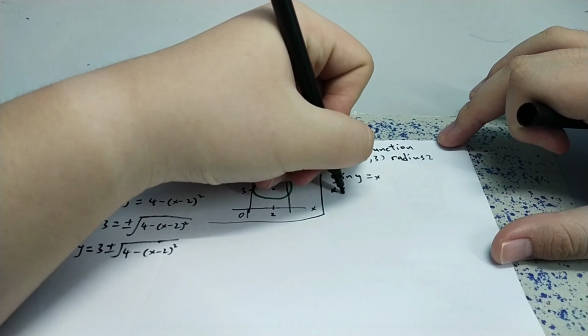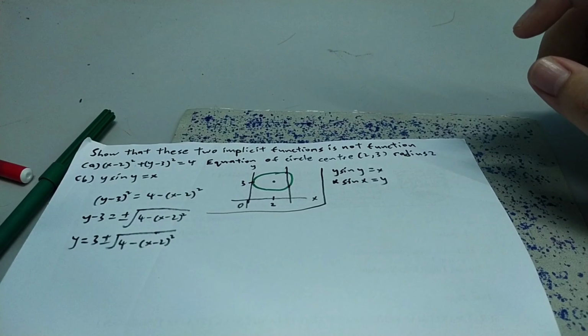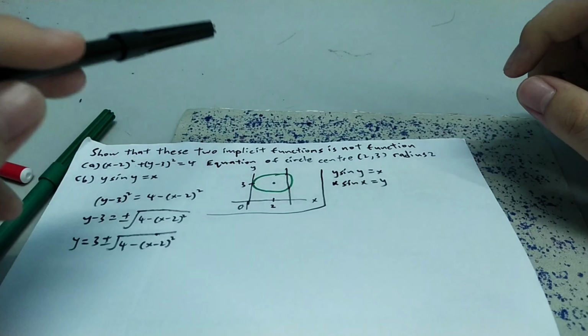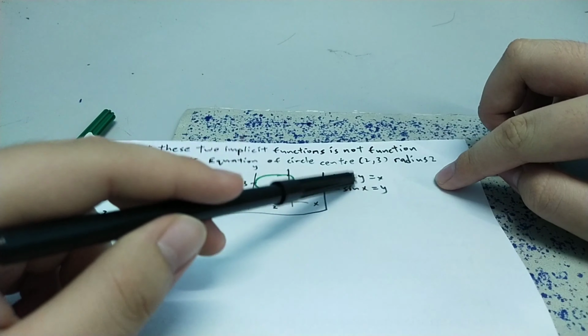Because in this kind of function, x times sine of x is equal to y, we can already know that this is actually a one-to-one or many-to-one relation. But our job is we need to verify that y times sine of y is equal to x is not a function. So what we can see is when we interchange the variable from x to y or from y to x, we can say that this function is the inverse function for this.